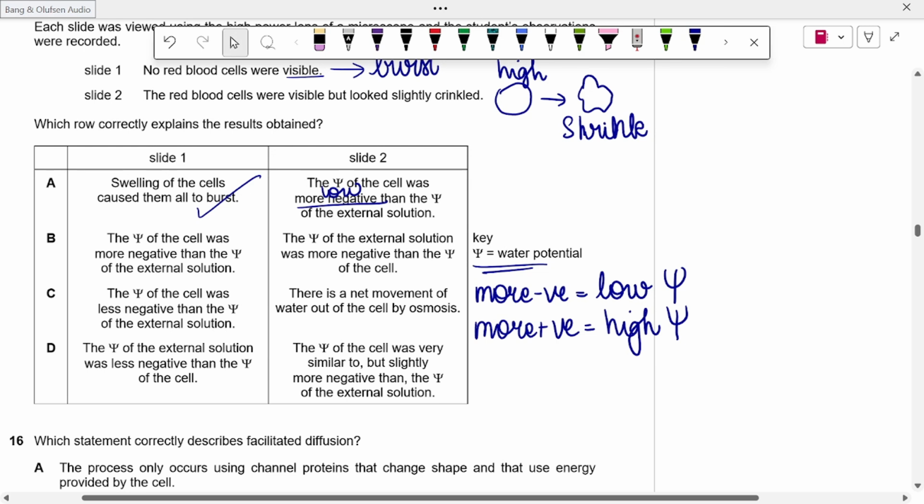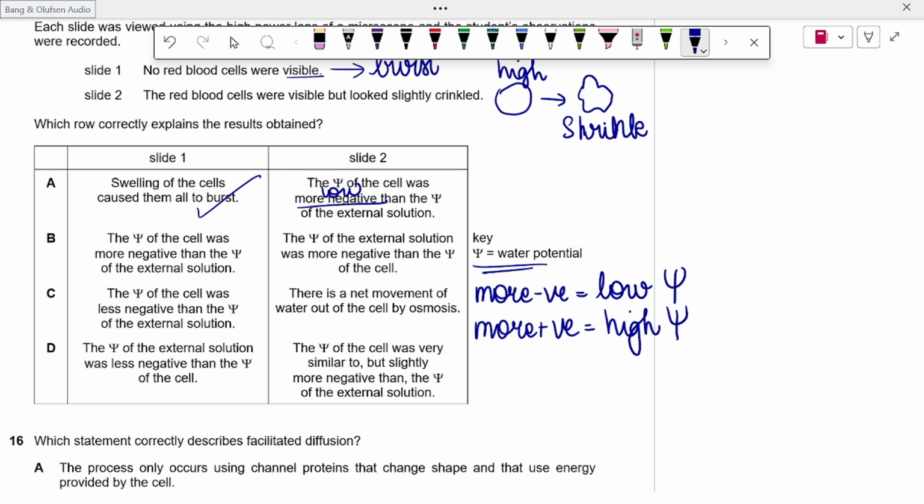अच्छा, more negative भी लिख देते हैं यहाँ पे. If more positive, more negative is low. अच्छा लिखा, sorry. The water potential of the cell was more negative, which is low water potential, than the water potential of the external solution. This is completely opposite. Shrinking हो रही है, what is moving out of your cell? Water moves from a region of high water potential to a region of low water potential, which is outside your cell. यहाँ पे बिल्कुल opposite हो रहा है. Slide number 2 की observation is wrong.